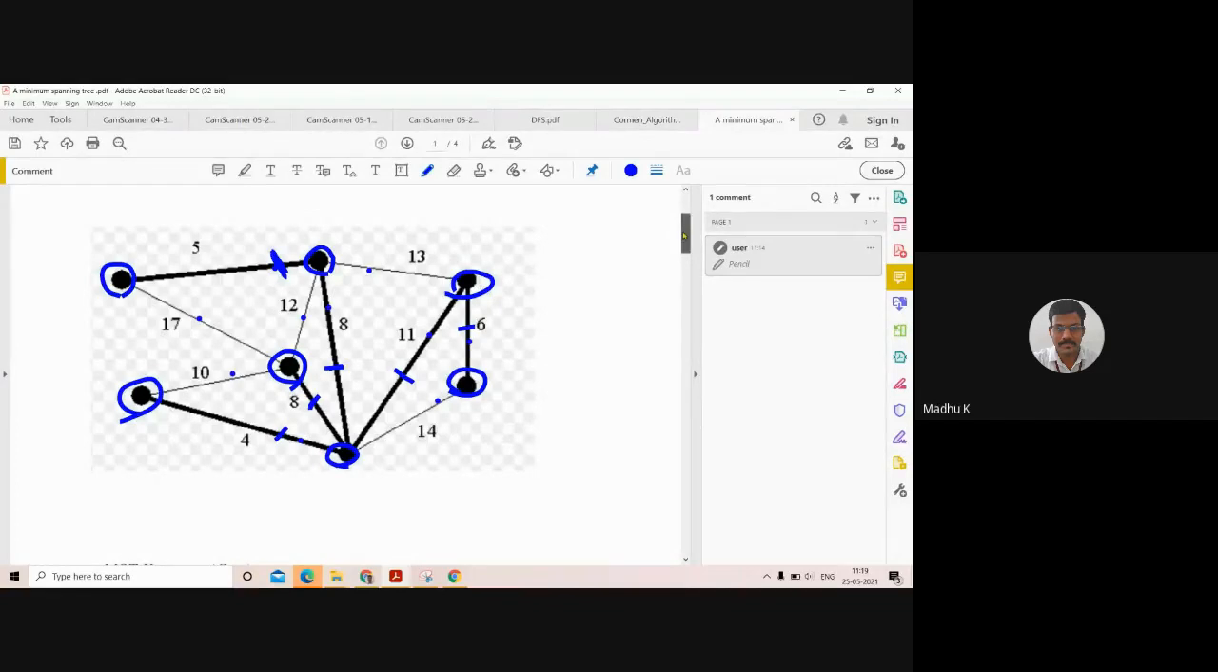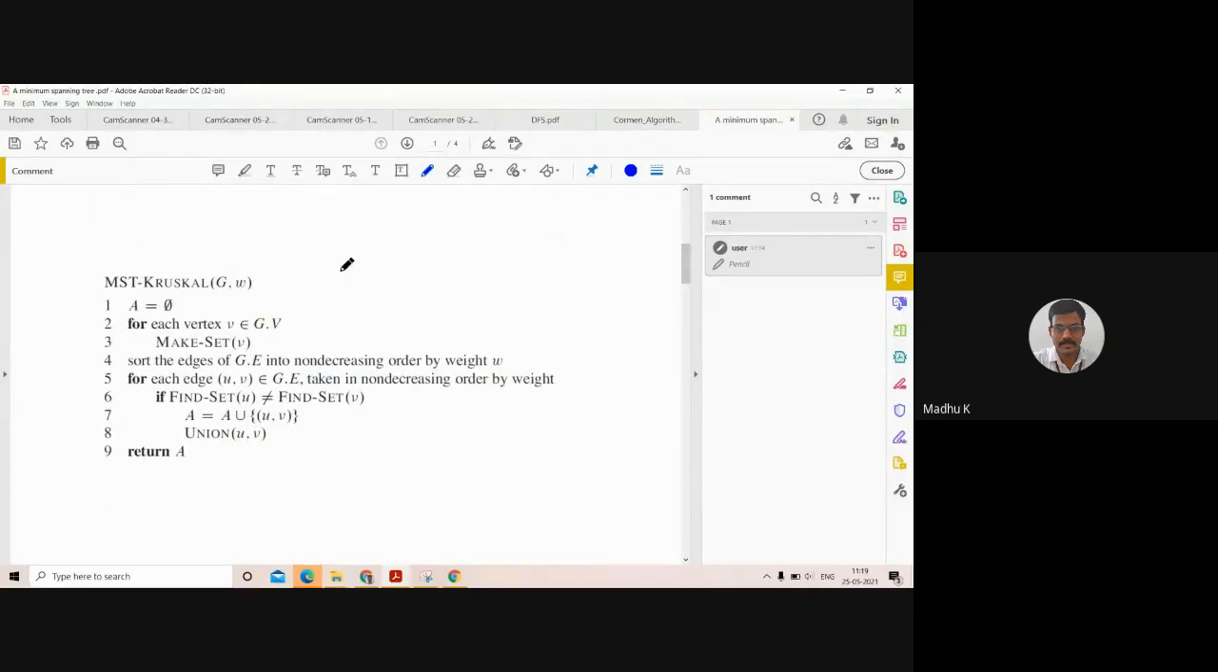In order to find the minimum spanning tree, we can use two algorithms. One is called Kruskal's algorithm, and another is called Prim's algorithm. First, we will discuss Kruskal's algorithm, and after that we will discuss Prim's algorithm. After performing either algorithm on a graph, it will produce a minimum spanning tree that satisfies all the properties mentioned here.